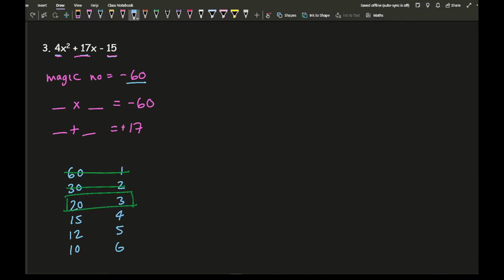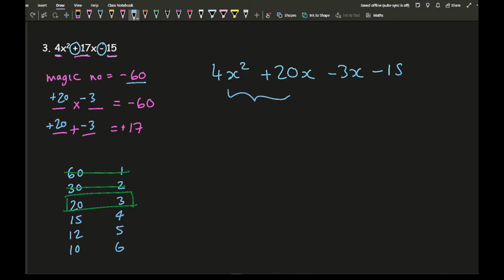So here I've got 20 and 3, and then once I've got those two numbers, the sign goes with your bigger number, so it's going to be positive 20, and because that's a minus, it means the signs are going to be different. So I'm looking at positive 20 and minus 3 as my two numbers. So then writing the equation again, replacing 17x with 20x and minus 3x. And you can see that I could have written this as minus 3x plus 20x, but the 20 goes nicer with the 4 and the 3 goes nicer with the 15. It just makes that factorising a little bit easier.